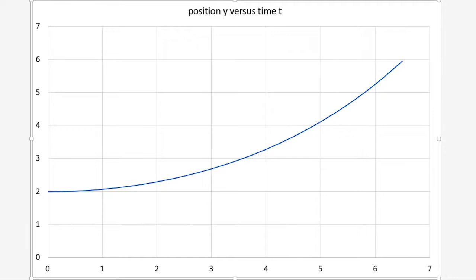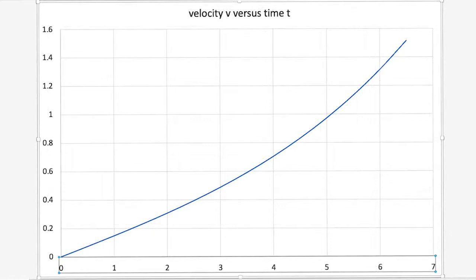This is the position as a function of time. Then we have another graph. This is another graph, which is velocity as a function of time. It looks quite similar: e to the power omega t plus e to the power minus omega t, and e to the power omega t minus e to the power minus omega t. Qualitatively they look very similar, because that e to the power minus omega t becomes very small. So whether you add it or you subtract it does not make much of a difference after some time.